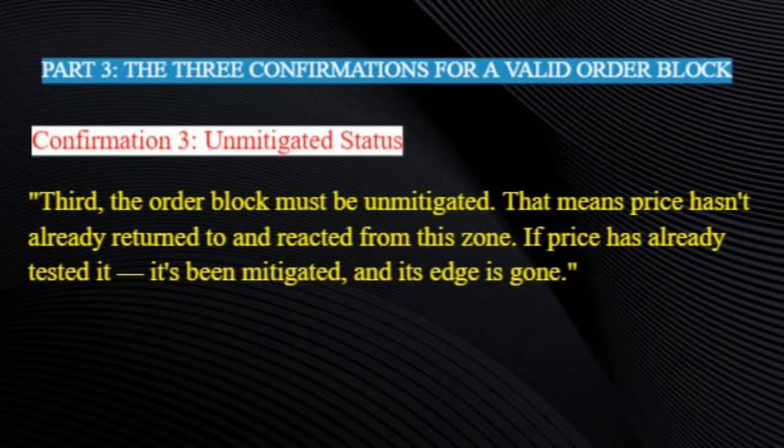Confirmation 3. Unmitigated status. Third, the order block must be unmitigated. That means price hasn't already returned to and reacted from this zone. If price has already tested it, it's been mitigated, and its edge is gone.